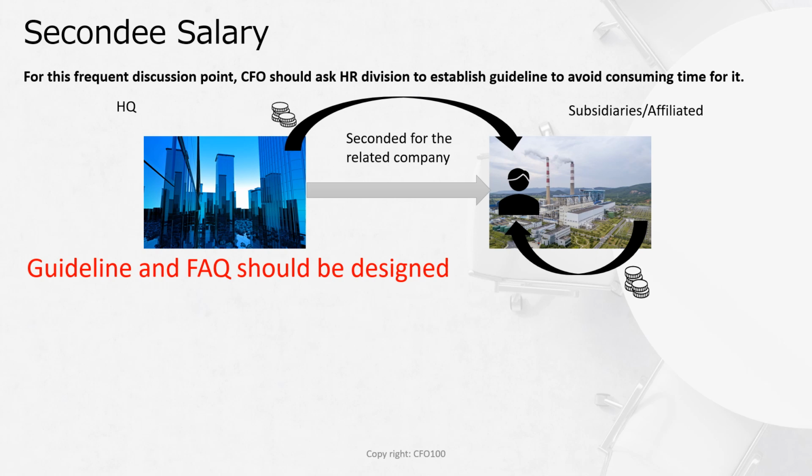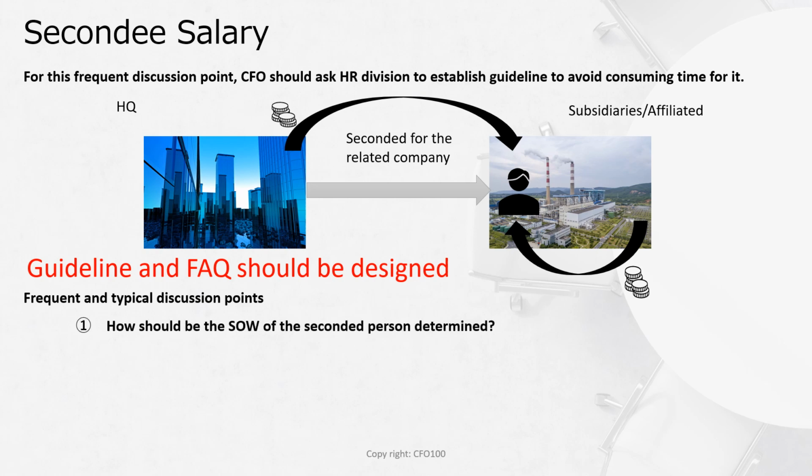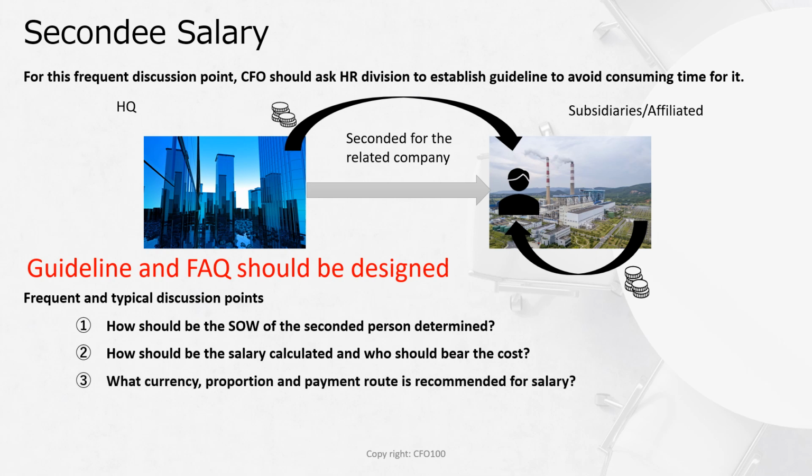Such typical discussion points are described below. The first thing is how should the seconded person's scope of work be determined? Second, how should we calculate salary? And who should bear the cost? The third one is the currency proportion and a payment route recommended for salary payment. And the last one is how should personal tax filing be taken care of overseas?